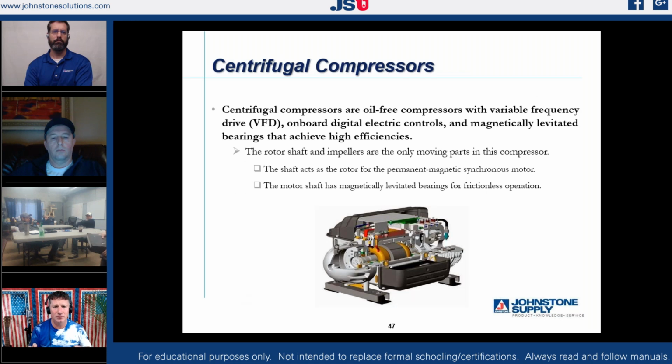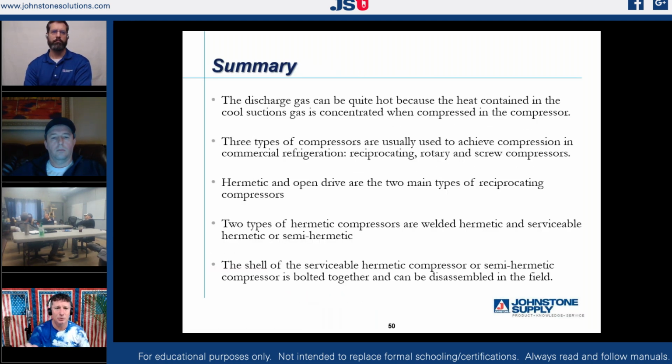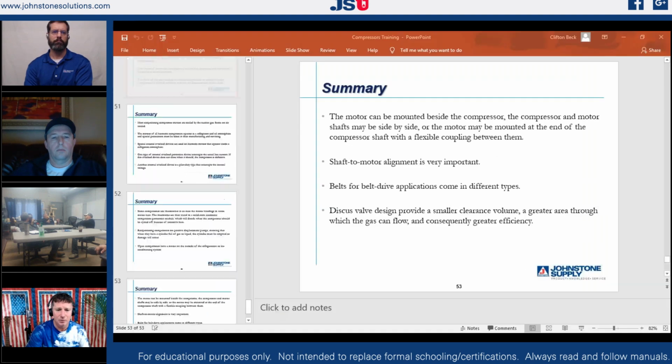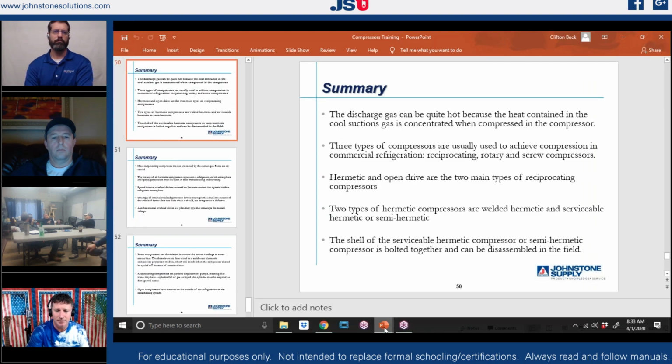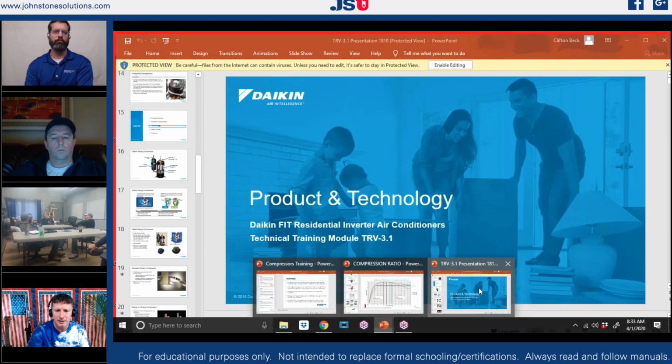And we do have some other types of compressors. If we want to spend a little bit of time talking about some of these centrifugals, we can. But I think I really want to move on to talking about some of the new technologies. So I'm going to end this slide presentation, and I've actually got 3 here to cover. I'm just going to go into that Daikin one.